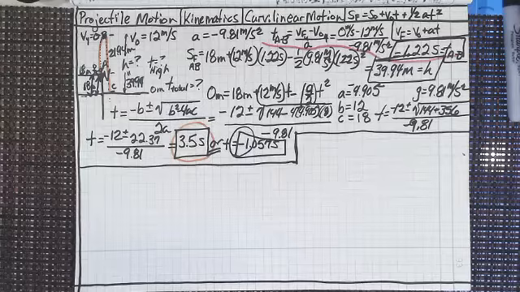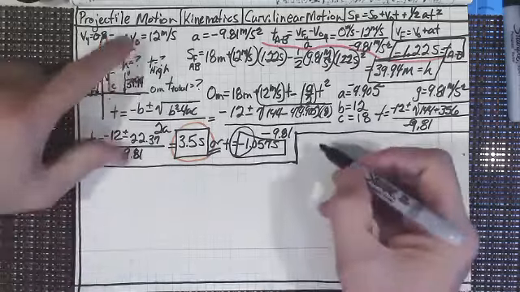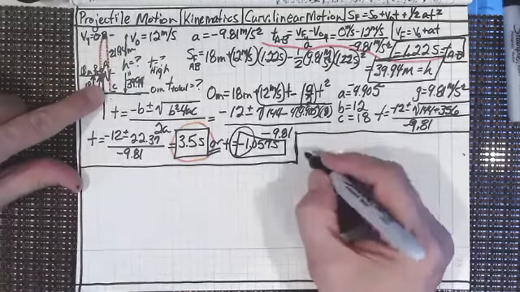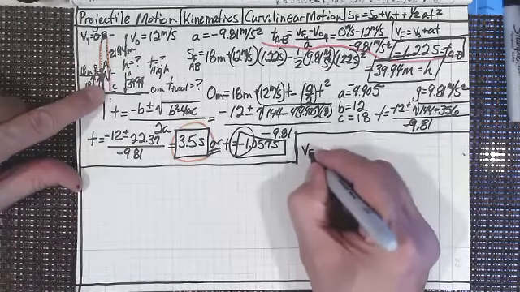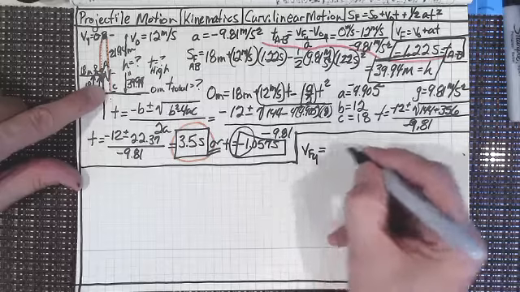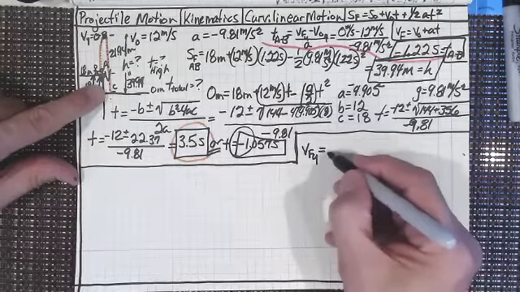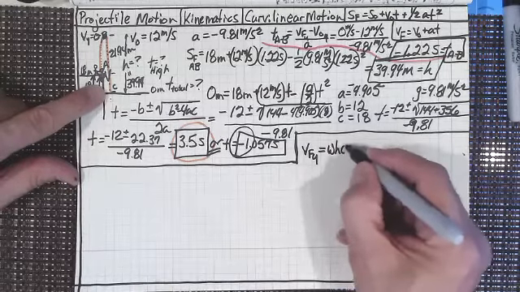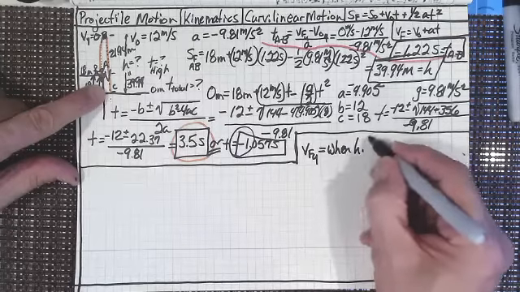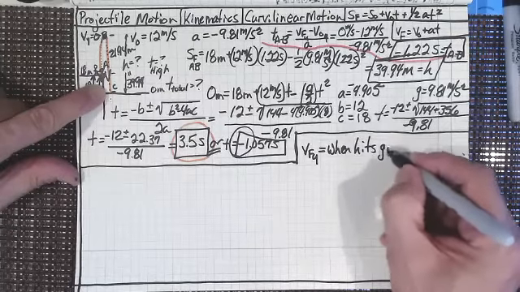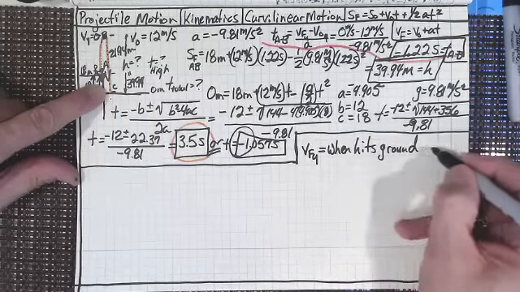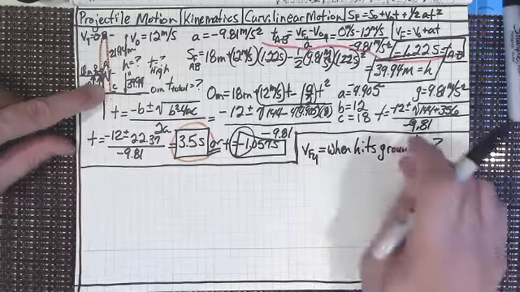All right. Now, I think I've answered just about all of the questions. Oh, there is one last question. I didn't actually solve this for this problem, but we can. It's a pretty simple solution. What is that final velocity? What's the final velocity in the y direction when it hits the ground?